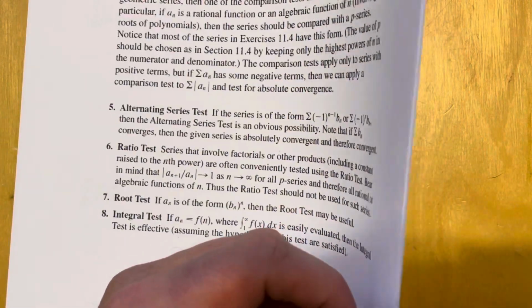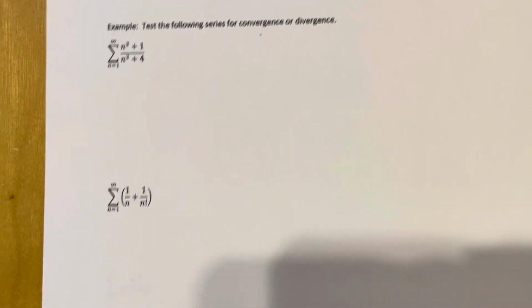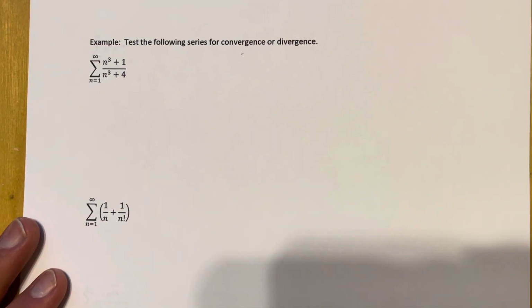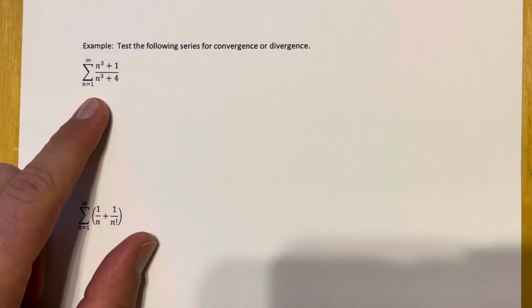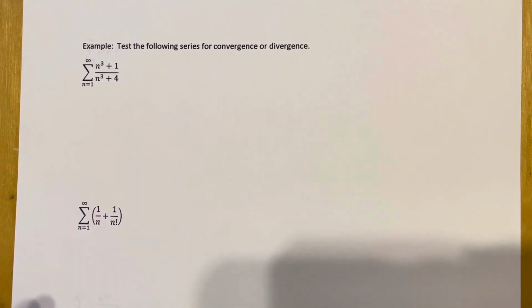All right, so now that we've covered the different strategies for testing series for convergence or divergence, let's go ahead and do a few examples where we can apply this. Okay, so to start, we have this series right here, n goes from 1 to infinity, n cubed plus 1 over n cubed plus 4. And the strategy that we looked at on the previous page said that the first thing you should do is check your test for divergence.